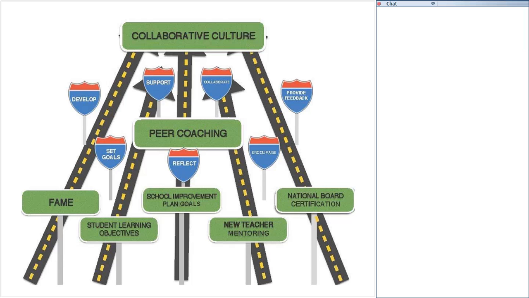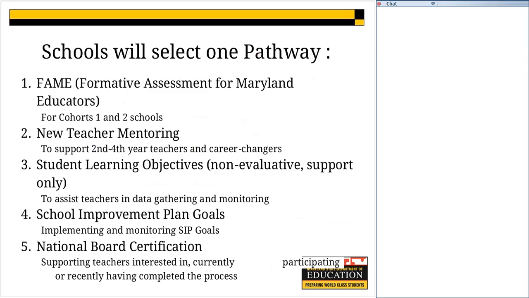And surrounding that, you see our other little roadway signs: providing feedback, collaborating, supporting, setting goals, reflecting, encouraging. So to get a little bit more into the pathways, schools will select one pathway. In their application, they select two and fill out the application for two of them, but they'll end up focusing on one this first year.